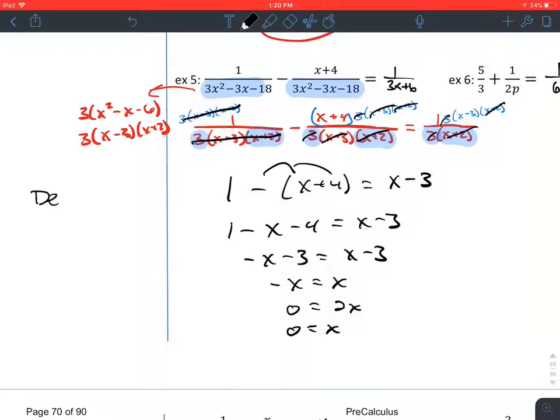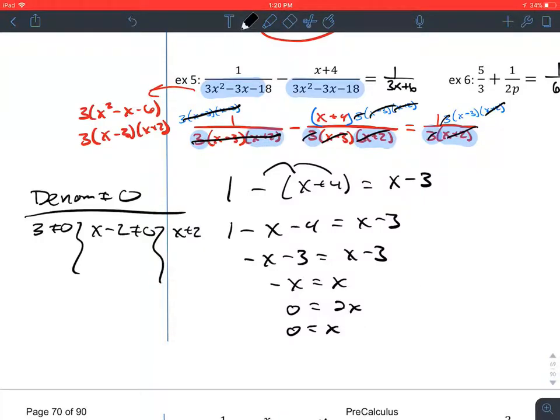Let's take our original denominator, take every factor in it, and say it can't be 0. My handwriting is so bad that I couldn't even read it there. This should be an x minus 3. My apologies. So we get x can't be 3 and x can't be negative 2. But we're cool with that because our answer wasn't that, it was 0.